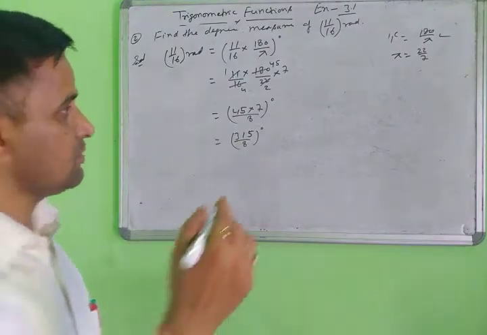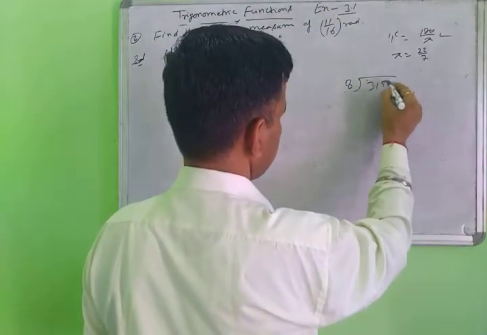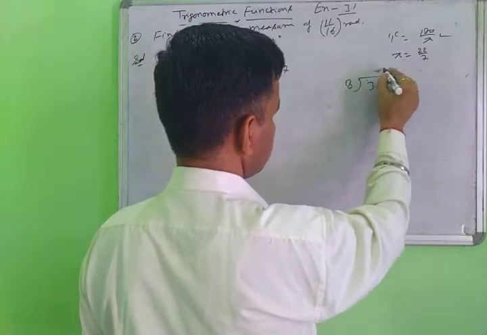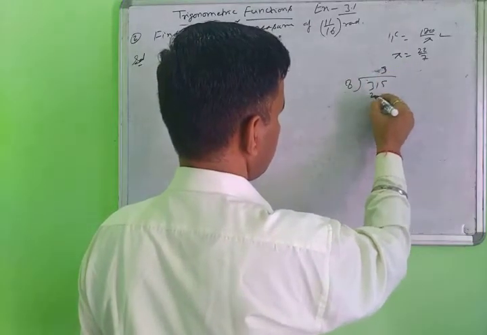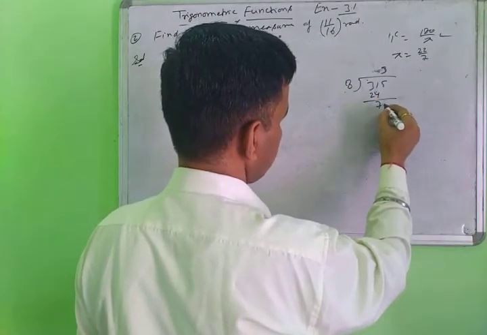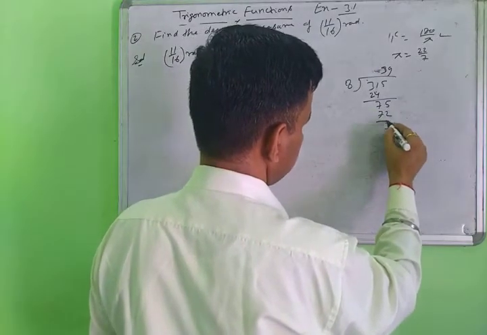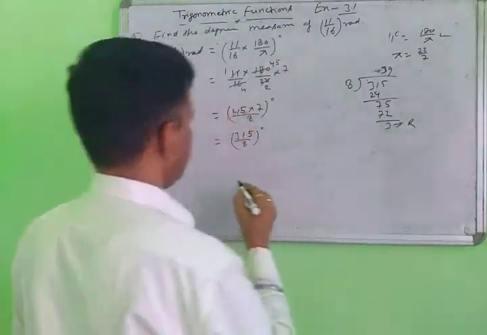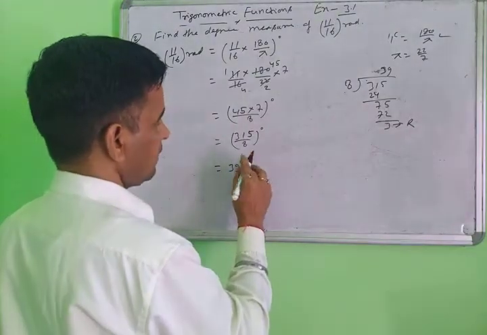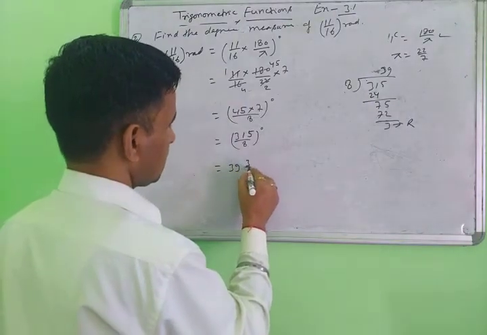So yes, you divide 315 by 8. 8 times 3 is 24, 31 minus 24 is 7, and 75 remains. 8 times 9 is 72. What is left? 3. Here the remainder is 3. How much is the quotient? 39 degree, and 3 upon 8 remains.